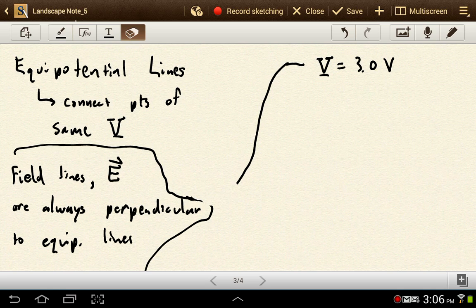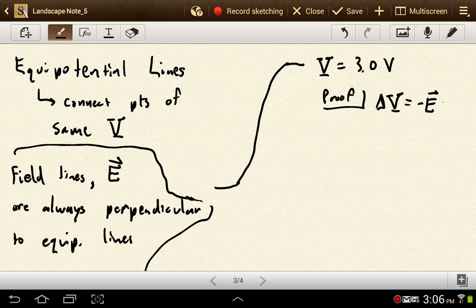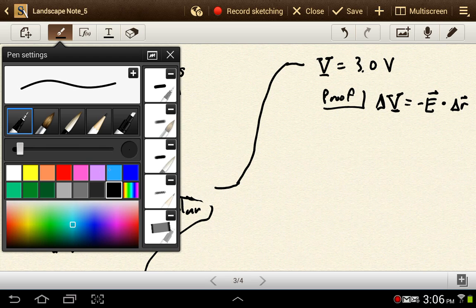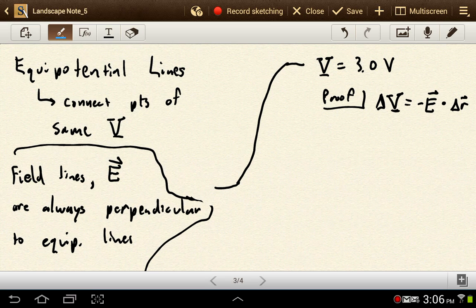So I'm going to erase that and make my equipotential line go like that. We use the equation delta V equals negative electric field dotted with delta R. So we go from one point to another, and we take the difference in voltage and the displacement, and that is related to the electric field like this. I'm going to take 2 points that are on this equipotential line. Here's one point, here's another point, and my delta R vector goes from one to the other.